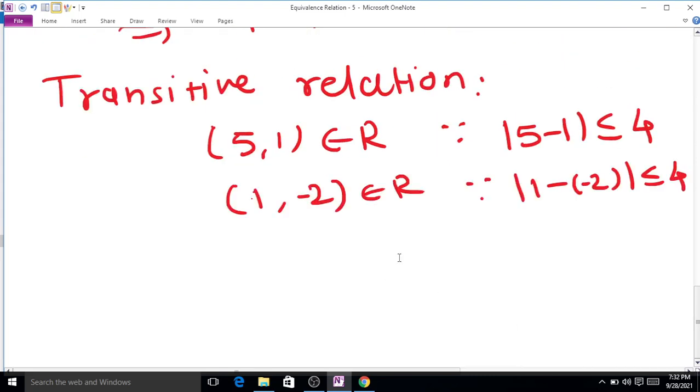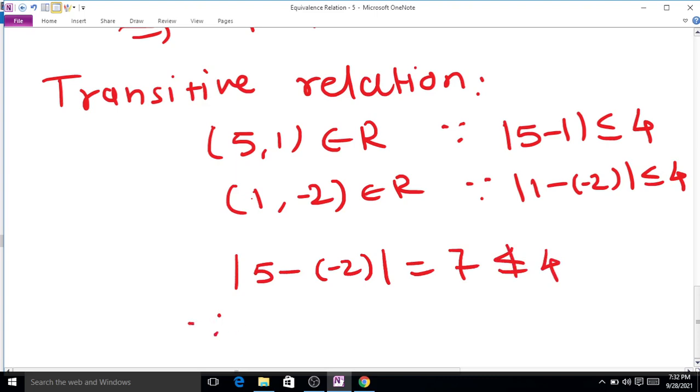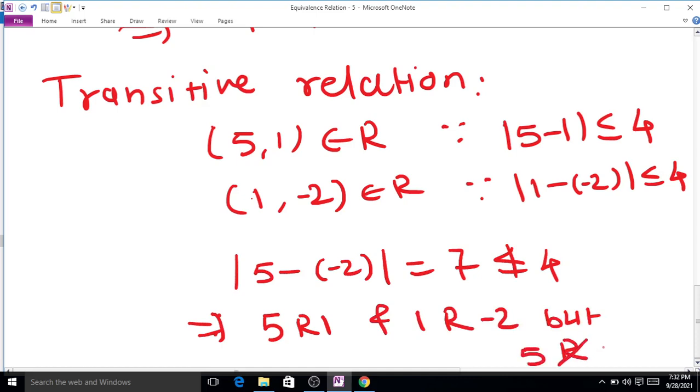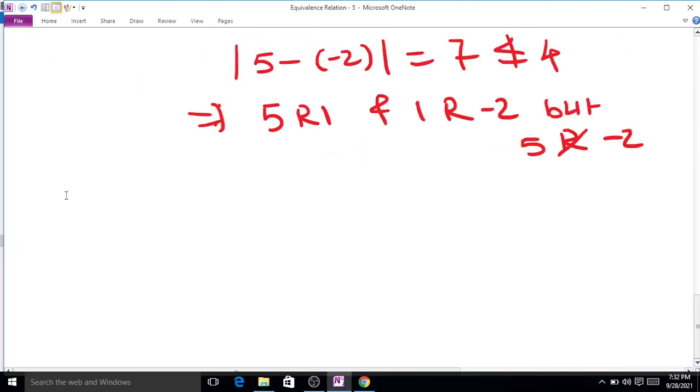But if you determine the distance between 5 and -2, then it is equal to 7, which is not less than or equal to 4. Therefore, here you can see that 5 is related to 1 and 1 is related to -2, but 5 is not related to -2, and therefore the given relation R is not a transitive relation.